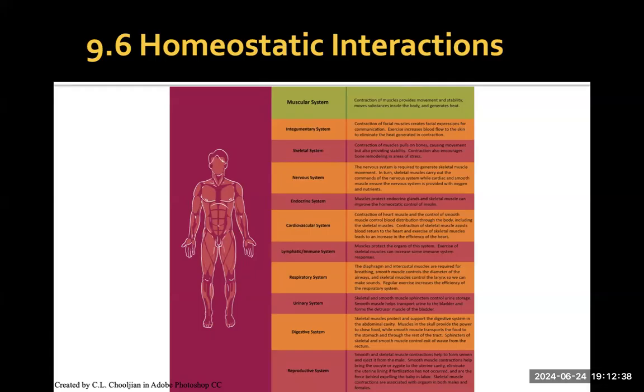The endocrine system, muscles protect the endocrine system and skeletal by improving homeostatic control of things like insulin. Cardiovascular system, obviously your heart is a muscle. Lymphatic muscles are going to protect these organs that help with immunity. Respiratory, you have muscles that help you breathe. Urinary, you've got muscle sphincters that are going to control voluntary and involuntary openings for waste to come out. Digestive system is lined with skeletal muscle and smooth muscle.